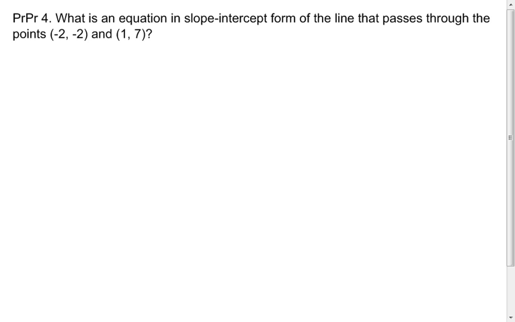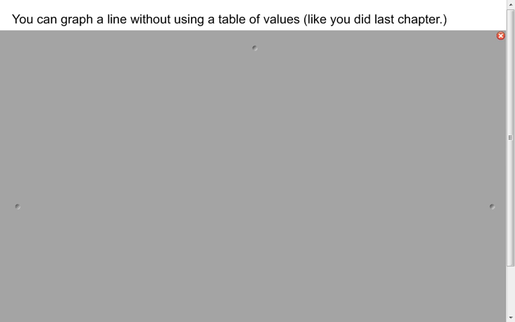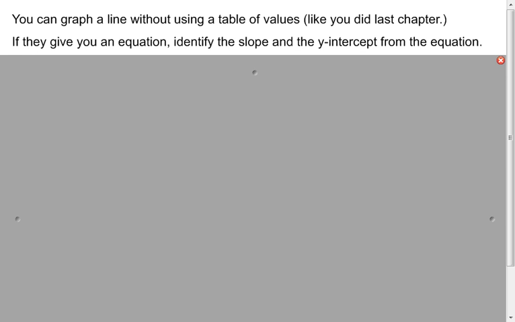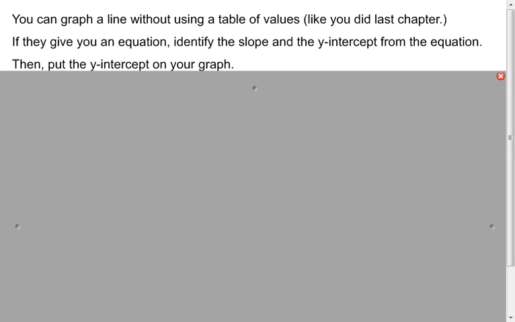Here's one to practice. You can graph a line without using a table of values. In last chapter, in chapter 4, every time we had a graph, we had to create one of those tables of values, and that's a lot of work. In chapter 5, there's easier ways to graph. Okay, this is one of those that we're going to learn. If they give you an equation, identify the slope and the y-intercept from that equation, just like we did in, I think it was example 1.